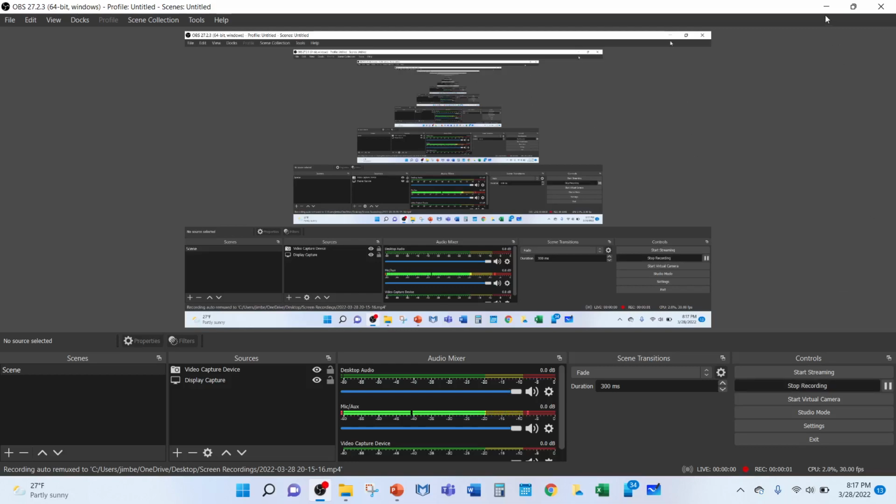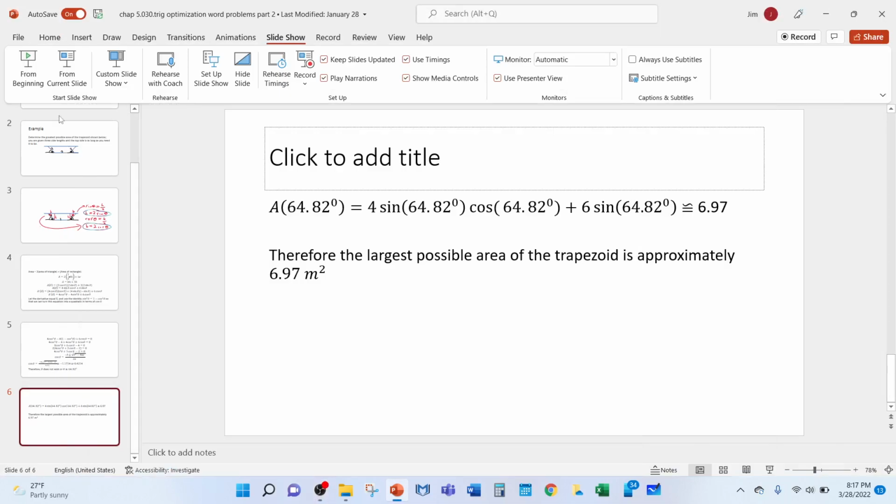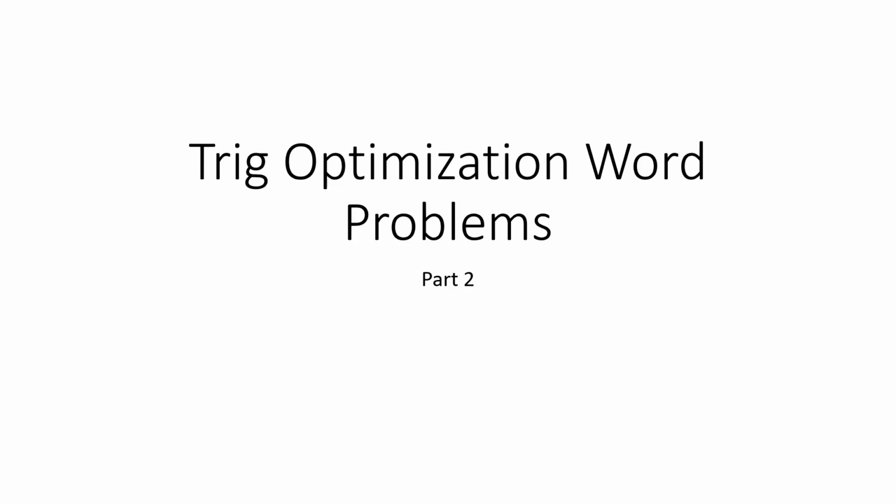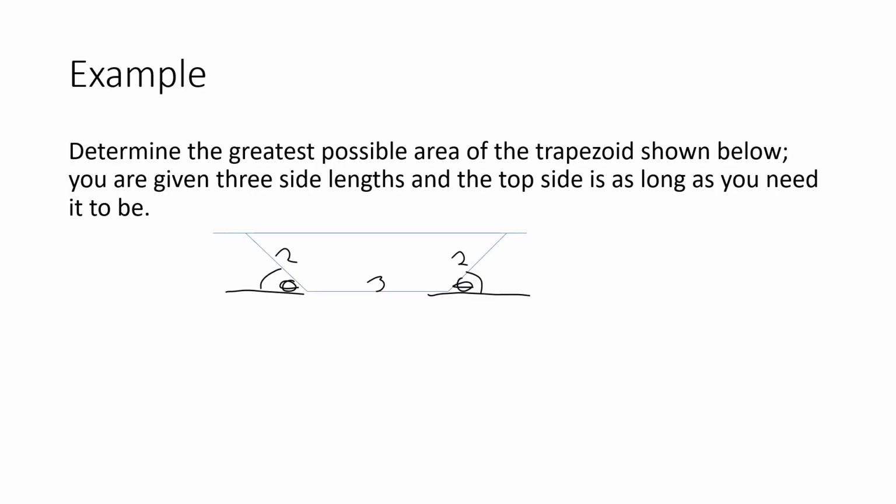In this question, we're going to maximize the area of a trapezoid given certain conditions. We have the trapezoid shown, with a side length of 2 and another side length of 2 and a side length of 3 along the bottom. We don't have to worry about how long the top side is. It'll be plenty long. So we won't have to worry about that.